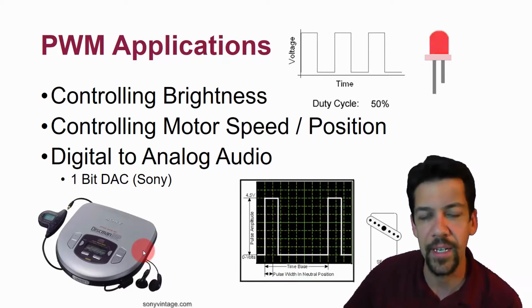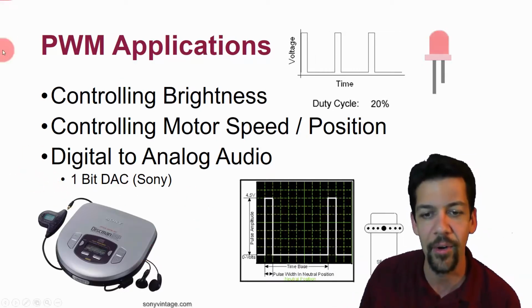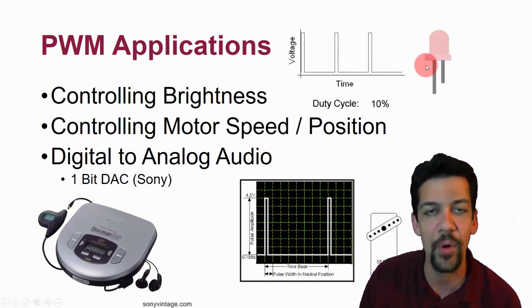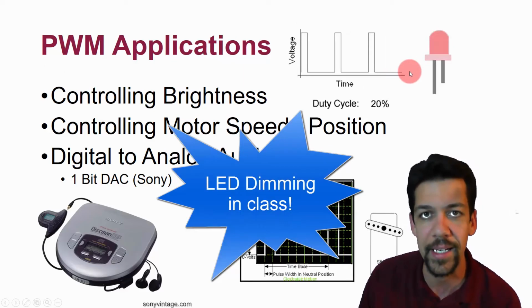So our task is going to be a little bit simpler than translating CD audio. We're going to translate the voltage, use PWM to control the brightness of one of the LEDs on our board.